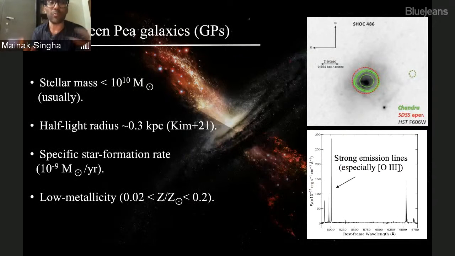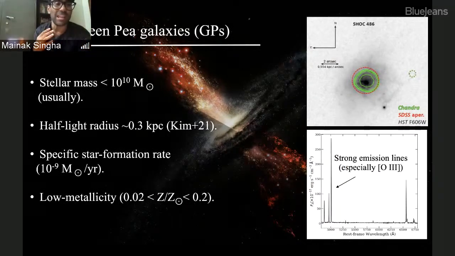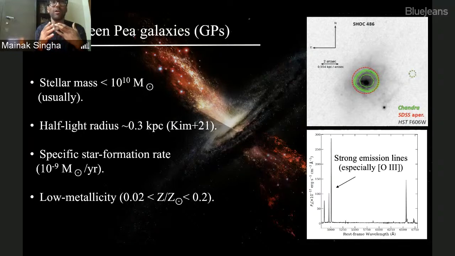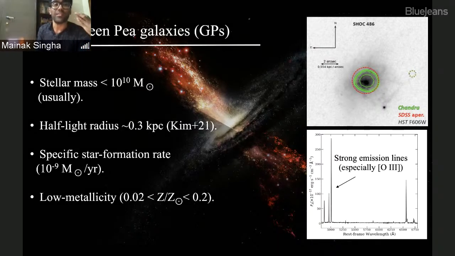So just to start with, what are green pea galaxies? Green peas are extreme emission line galaxies, typically seen at redshift about 0.3. Due to their extreme emission line properties, especially the [O III], they are usually seen as green, and their sizes are about 0.3 kiloparsec, which is the reason they appear as peas unresolved by SDSS. This is the reason they've been called green pea galaxies.